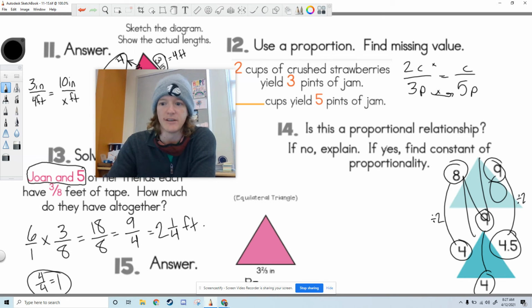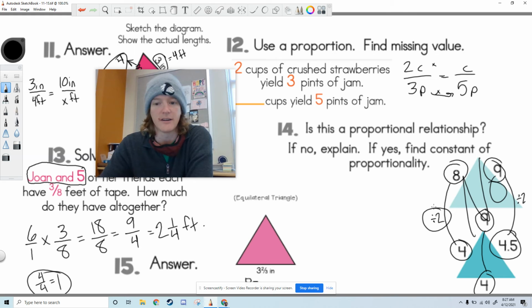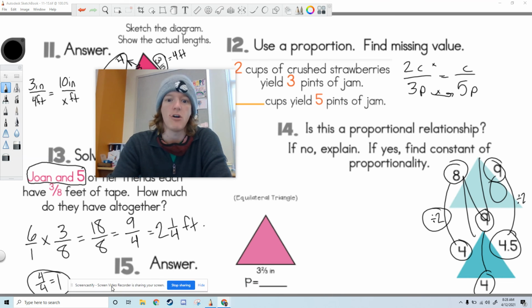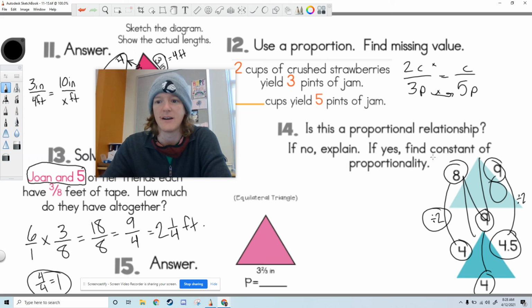If no, explain. Well, it's not proportional because 2 of the sides were cut in half. 2 of the sides were multiplied by 0.5. However, one of our sides was not. They all have to be the same constant. It has to be constant for every single number, and in this case, it's not.